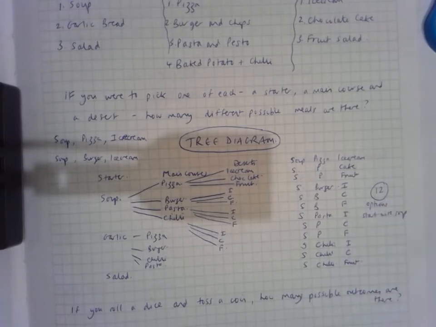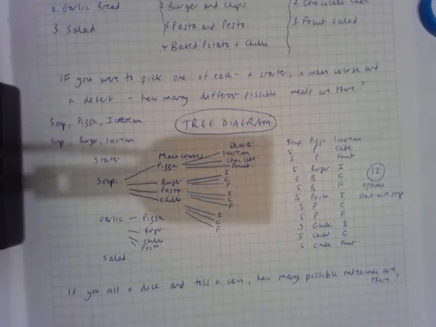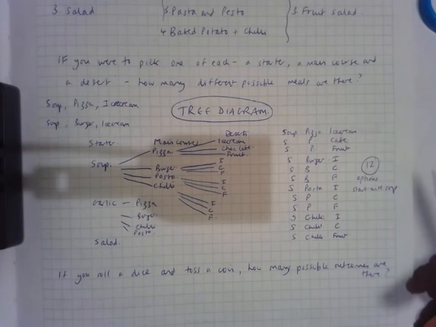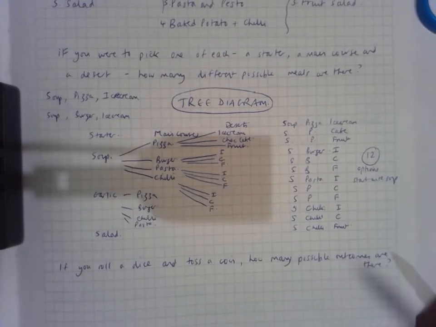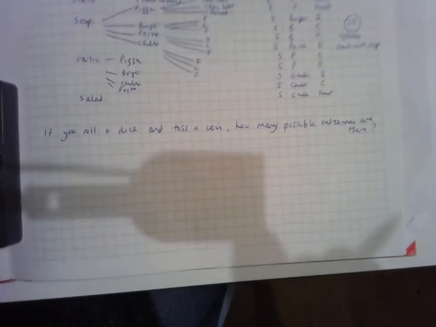So you might already have a clear idea as to how many possible options there are altogether. There are in fact 12 for soup, 12 for garlic bread, and 12 for salad, so there's 36 altogether. If you roll a dice and toss a coin, how many possible outcomes are there?